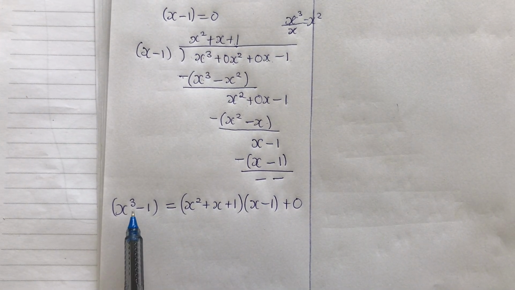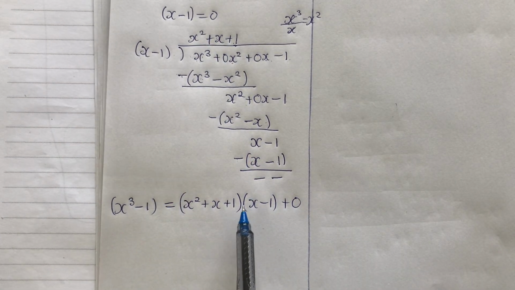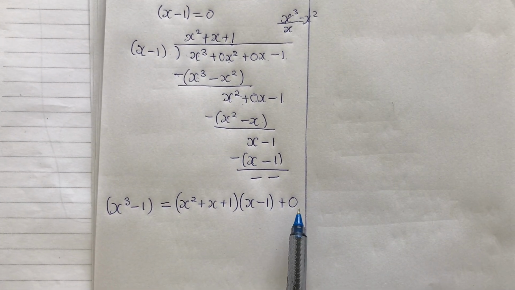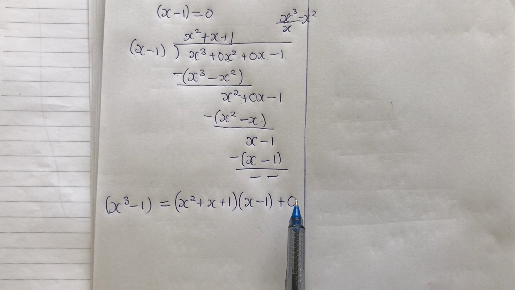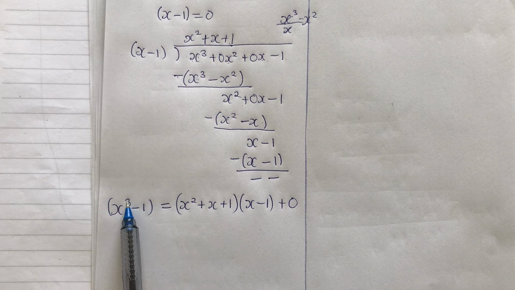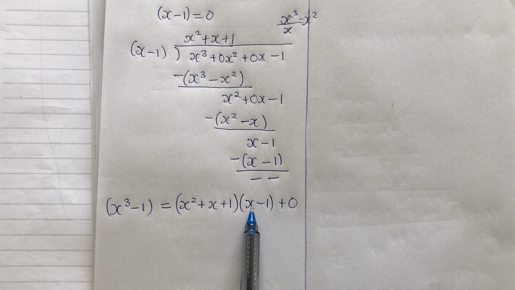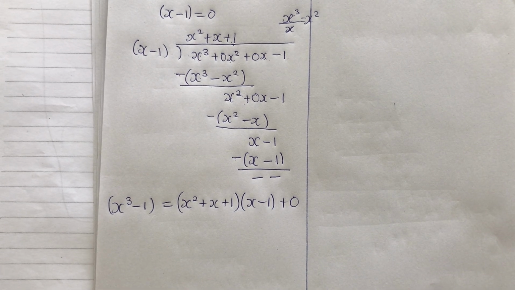So dividend should be equal to quotient, which I have here, times divisor plus remainder. Remainder here was 0, so that is what I've put in there. Now when you expand this, the result should give you this. And when you equate only this side to 0, you get x is equal to 1. That is the first root.